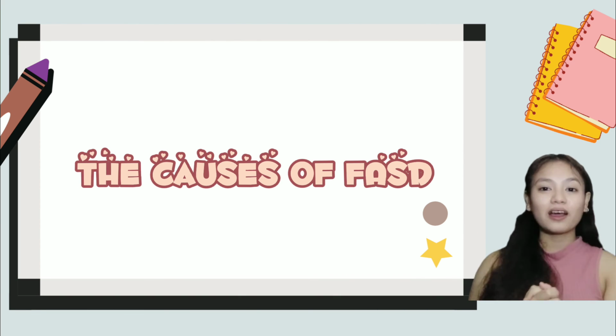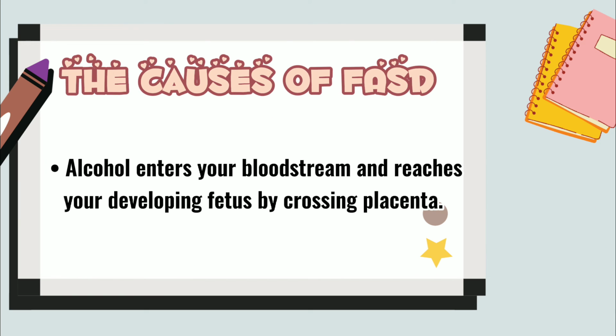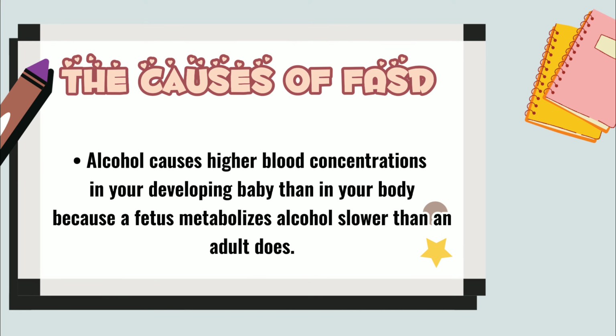Let me discuss the causes of FASD. When you're pregnant and you drink alcohol, alcohol enters your bloodstream and reaches your developing fetus by crossing the placenta. Next, alcohol causes higher blood concentrations in your developing baby than in your body, because a fetus metabolizes alcohol slower than an adult does.